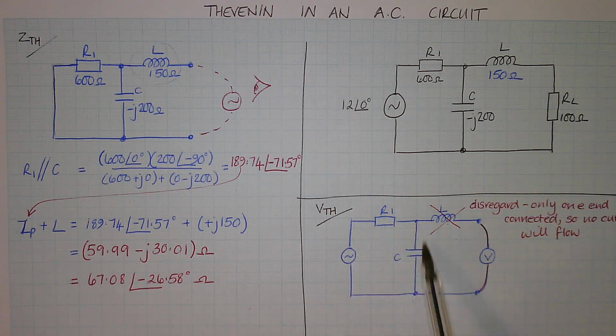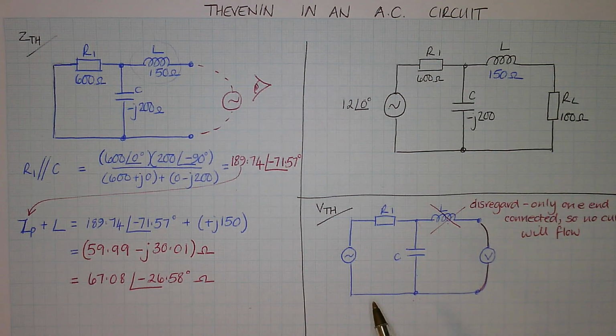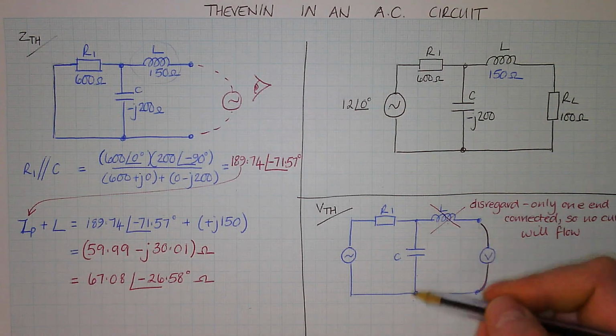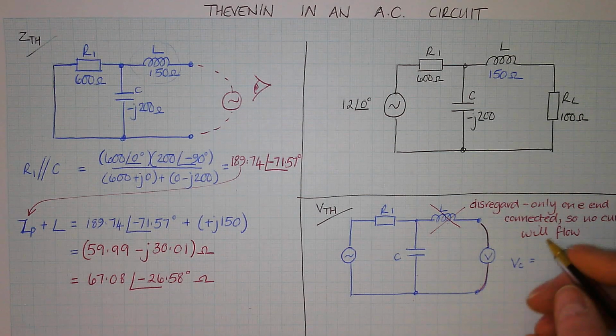Looking at this circuit, how do the resistor and the capacitor connect? They're in series, so there's only one current path now, isn't there, when you disregard that? So if they connect in series, and you want to get the voltage across one of them, you could just use a voltage divider, couldn't you? So you want the voltage across that capacitor.